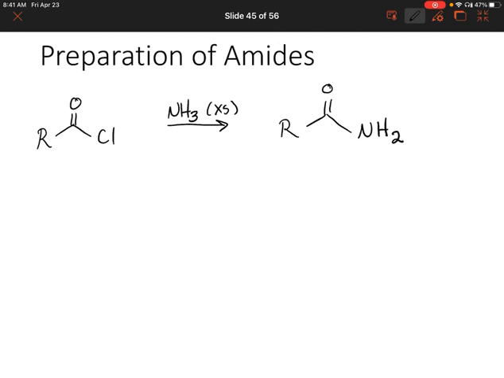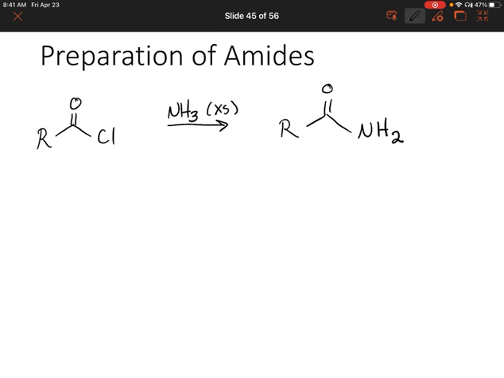Now remember, one of the byproducts of this reaction is hydrochloric acid, and typically we use pyridine to remove the hydrochloric acid so that it doesn't react with any other acid-sensitive functional groups. But in this case, ammonia is basic enough that it can remove hydrochloric acid on its own.